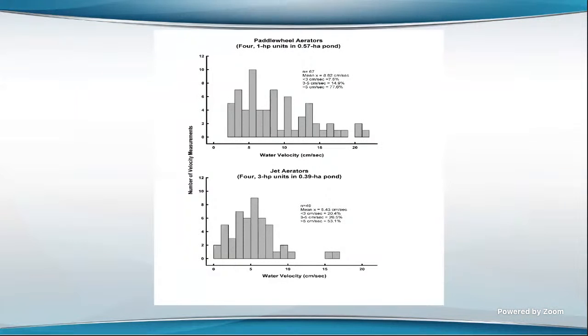But this is the water velocities in a pond that was about a 0.56 hectare pond. It had four 1-horsepower paddle wheel aerators. So you can see the distribution of the water velocities. And this is with jet aerators. They seem to be a little bit better than the paddle wheels for water velocity, but not necessarily for transferring oxygen.